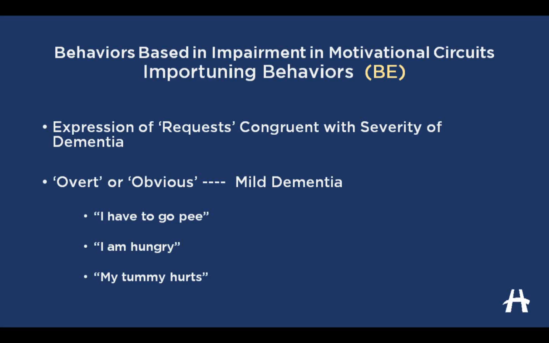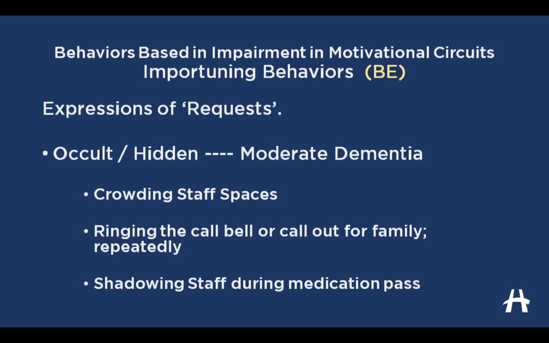So if I have mild dementia, my requests could be fairly overt or obvious. I need to go pee, I'm hungry, my tummy hurts. No problems with that. That's easy, but we don't deal with mild dementias. If, on the other hand, the dementia now is moderate, then it becomes more hidden. We have to sift through it. We have to try to understand it. So, they'll just come stand around us. They'll shadow us at medication passes.